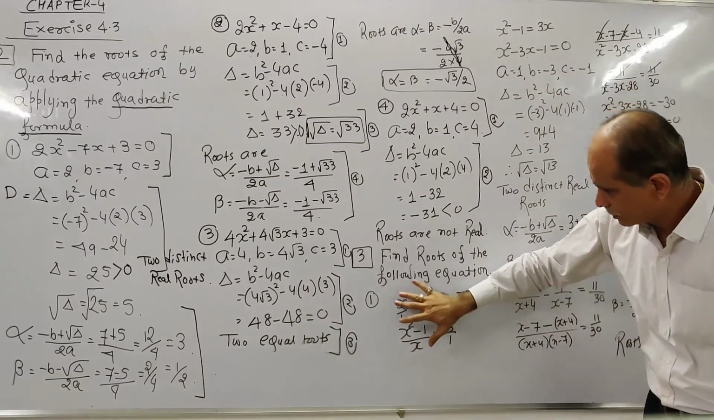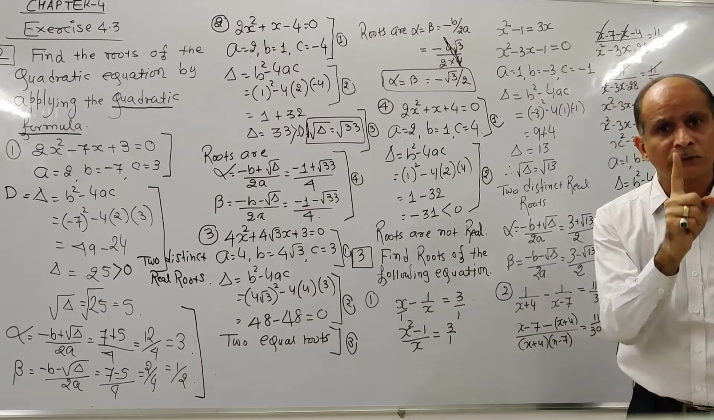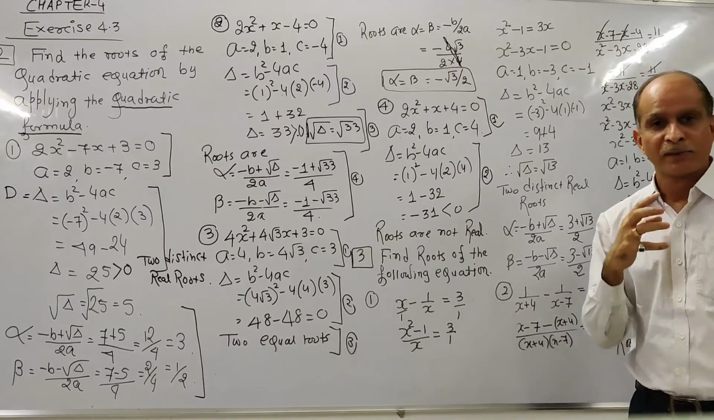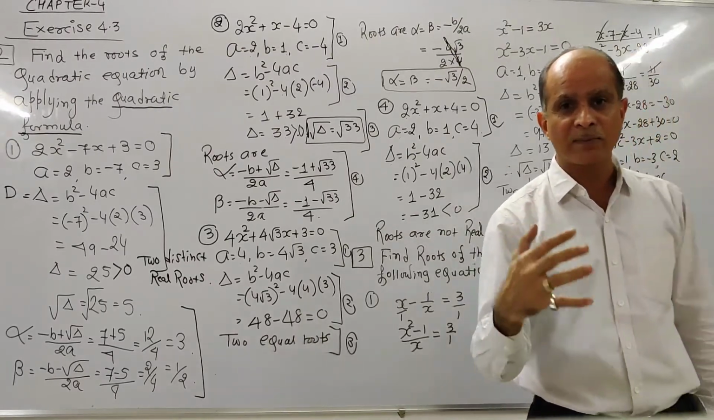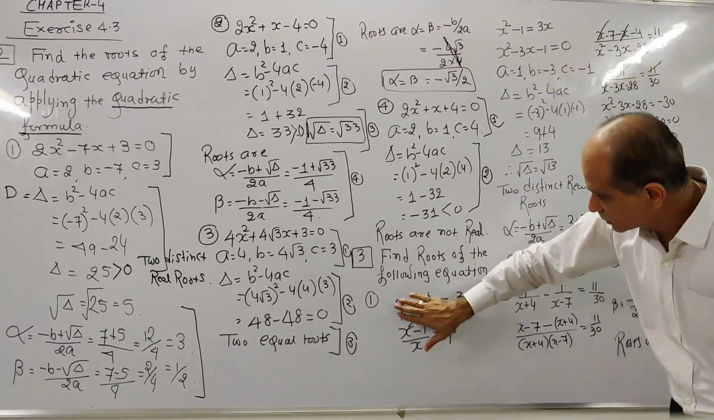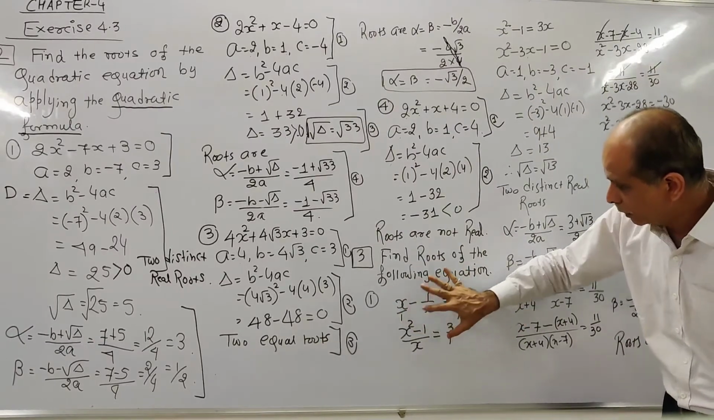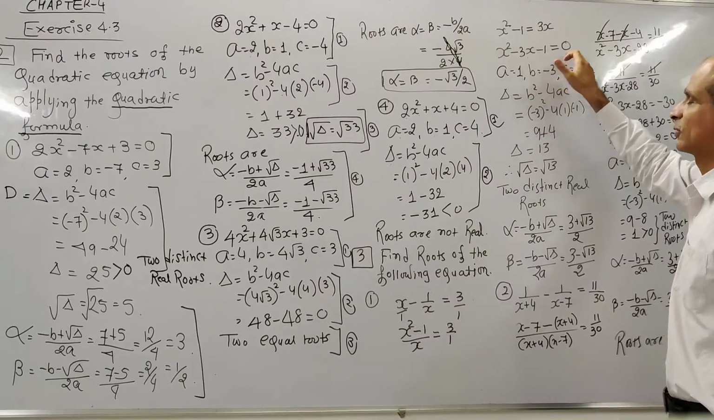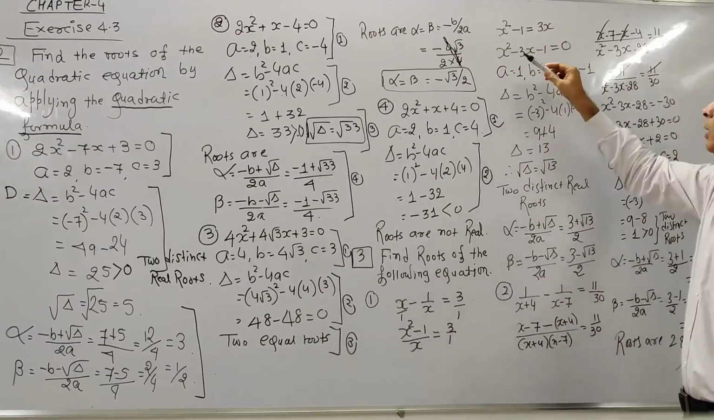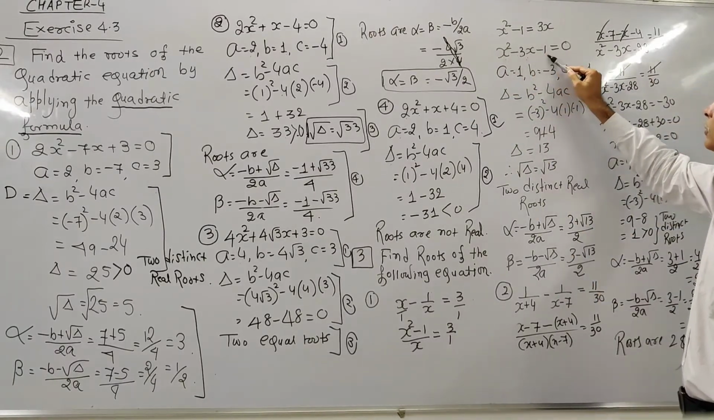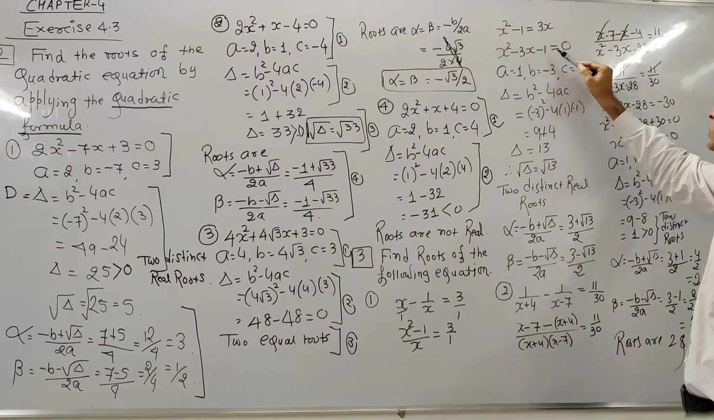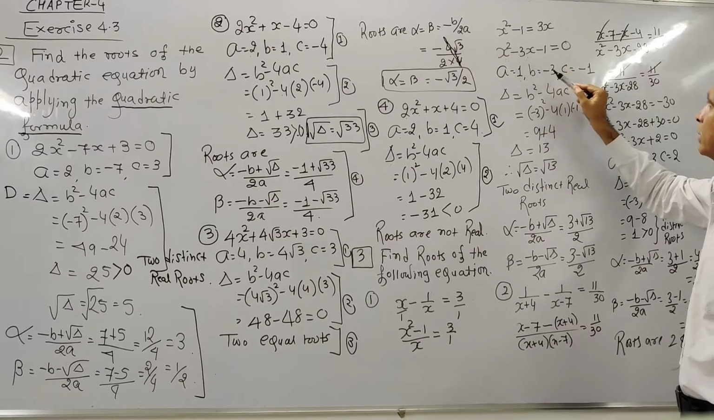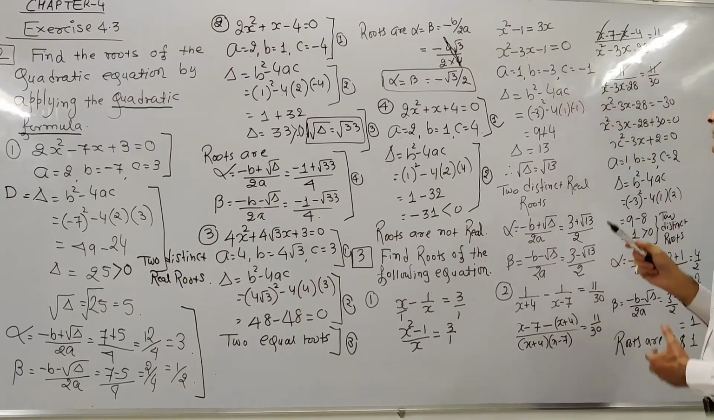So here one equation is given, but it is not in the form of ax square plus bx plus c is equal to 0. Because in first step you have to find out a, b and c. So first of all you have to simplify this equation and convert it in the form of ax square plus bx plus c is equal to 0. Now by comparing the given equation with ax square plus bx plus c is equal to 0, a is equal to 1, b is equal to minus 3 and c is equal to minus 1.